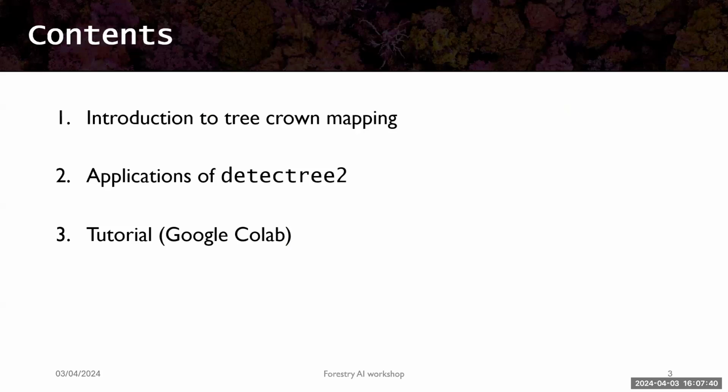So just a quick overview of what I'll be covering. Sorry if there's any overlap with the previous talk, but I'll be talking a bit about why we want to map individual tree crowns. Then I'll show you a little bit about our tool, Detect Tree 2. And then I'll go through, as was done in the previous talk, how you can use this tool and generate some results.